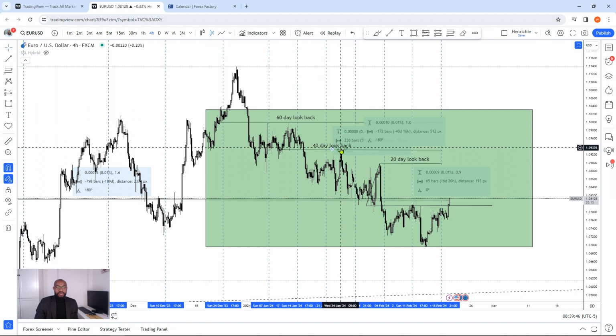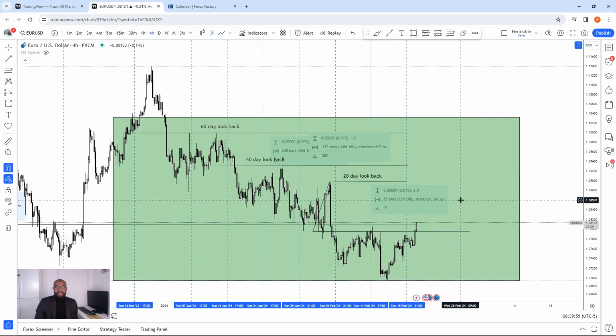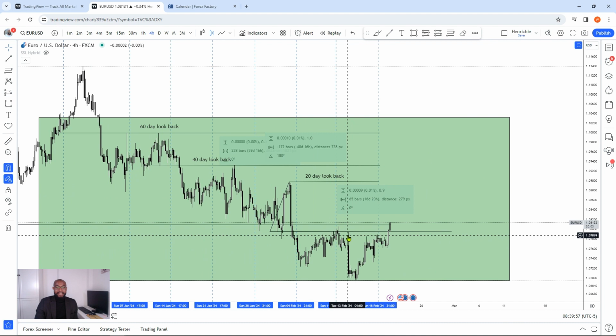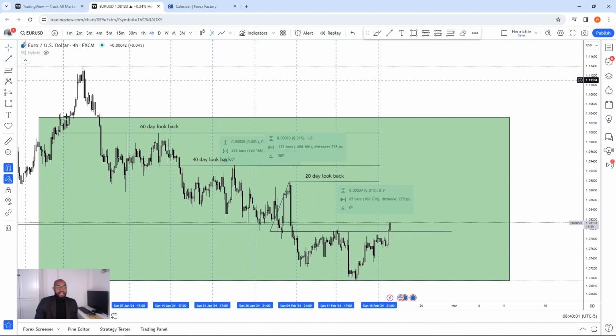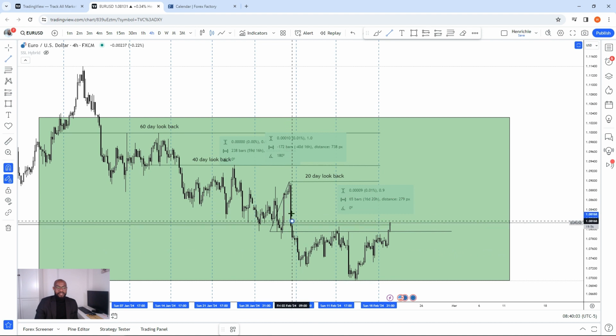Right here, we run liquidity and then we drop down. Then we look at the 20-day look back. You can still see how we run liquidity and then we drop down. So we're in a current price action now. And right here, you can see we have an inefficiency. So price could be targeting this inefficiency.